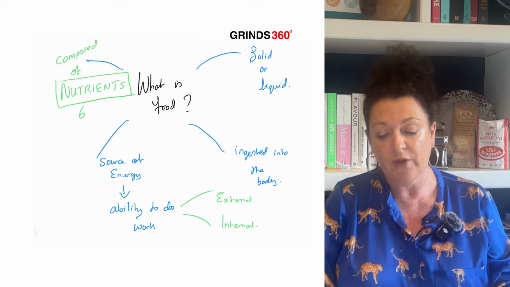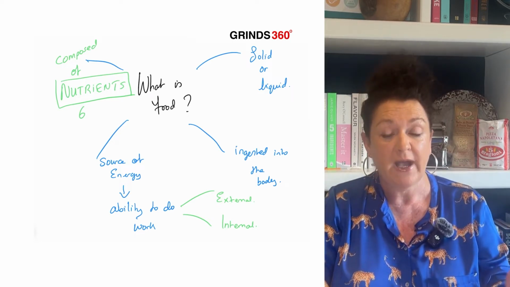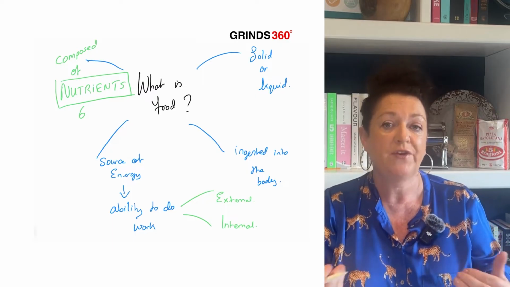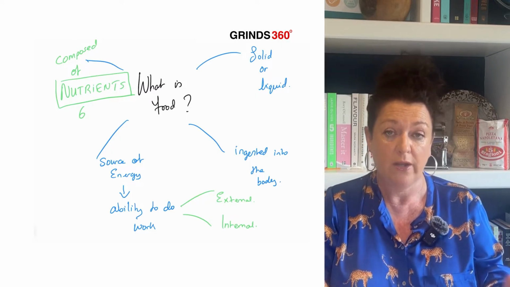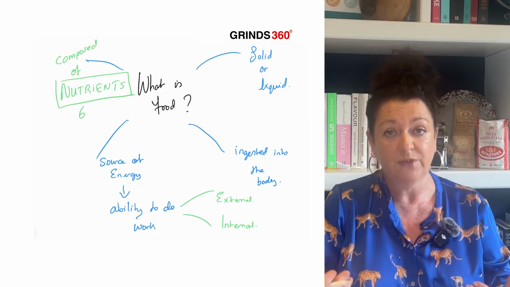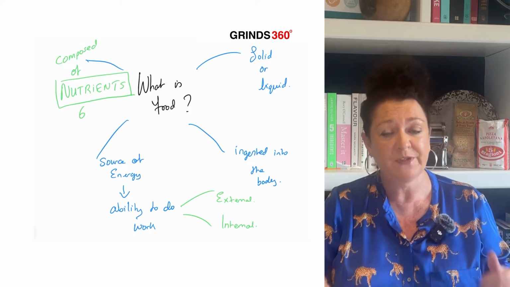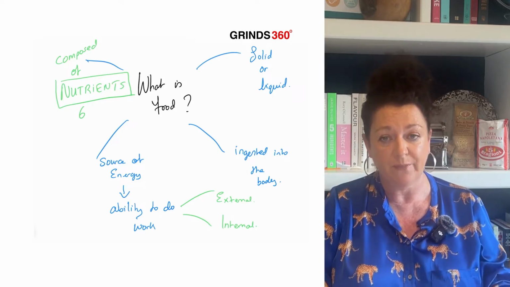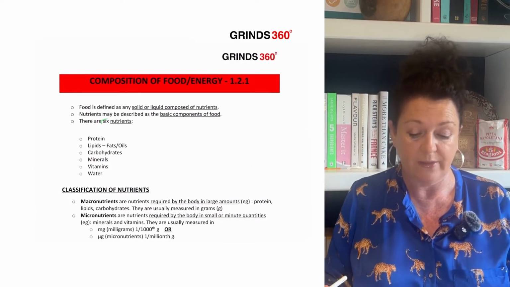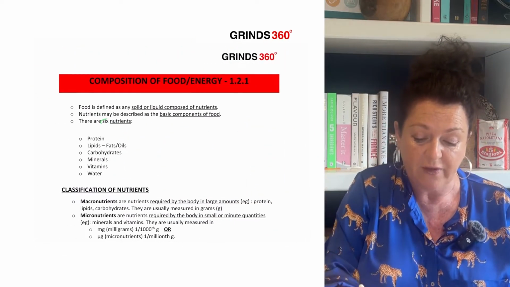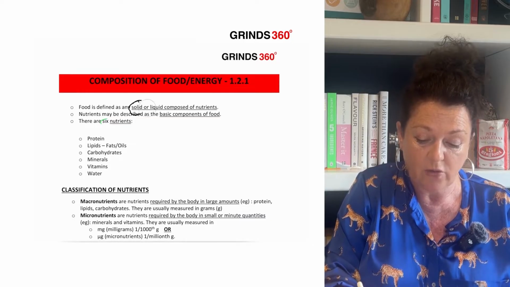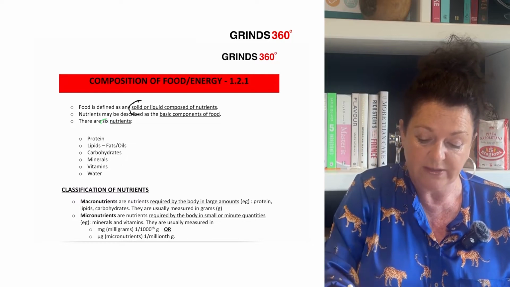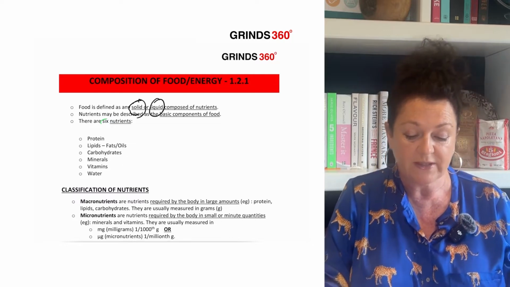So just in summary there before we move on, food happens to be a solid or liquid substance. We ingest it into our body so that our body can carry out its work. The body is therefore being provided with the source of fuel or energy from this food that we have consumed. This food is then made up of 6 components or parts, which happen to be called nutrients. So food is defined, we can say, as any solid or any liquid which happens to be made up of these nutrients. There are 6 nutrients.